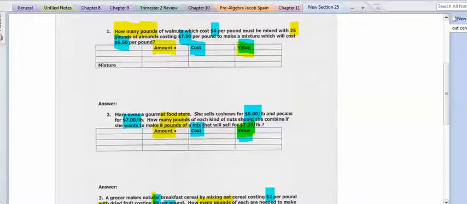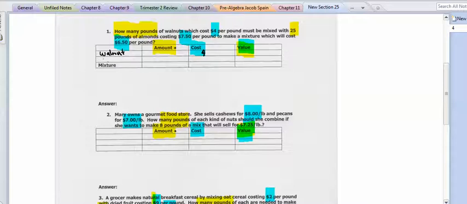So it says how many pounds of walnuts, which cost $4 per pound, must be mixed with 25 pounds of almonds costing $7.50 per pound to make a mixture that will cost $6.50. Okay, on this one we've got our table already drawn for us, but we don't have our items. So we have walnuts, so that's what we're going to put on the first line. And it says that walnuts cost $4 a pound. I'm going to put a 4 there. If you want to put decimal 0.00, you can.